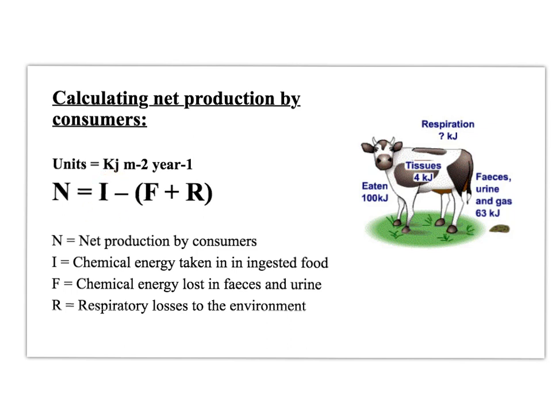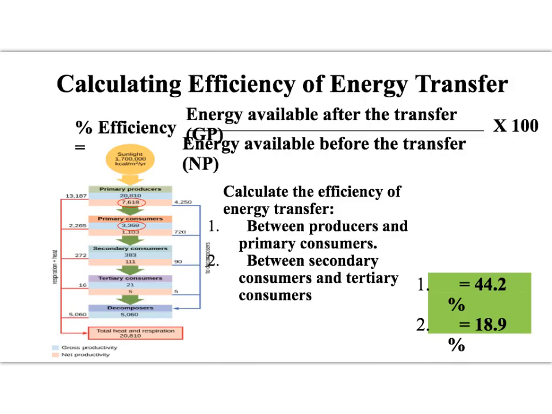So I is the chemical energy taken in from the food that's eaten by the animal. But that animal will produce feces, so that's energy lost that's not available for the next trophic level. So feces and urine, and also energy is lost as heat through respiration to the environment. And again, it's the same units as the primary productivity: energy per area per time. So for example, kilojoules per metre squared per year. This equation seems to have got a little bit messed up from the PowerPoint transferring over.